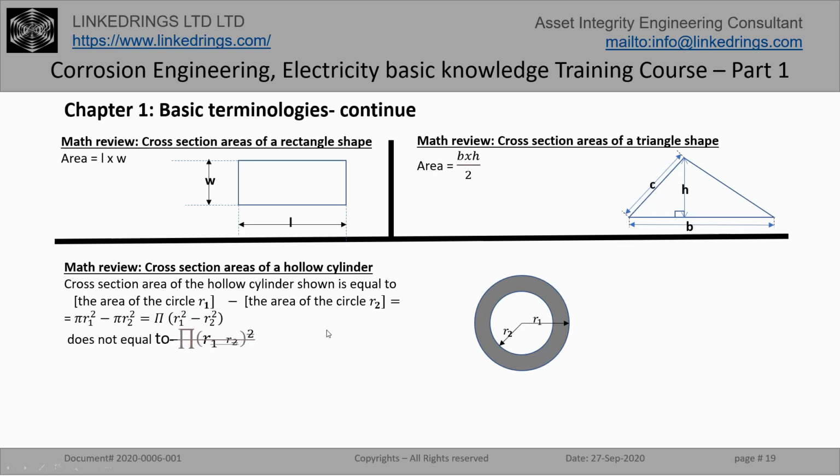A common mistake some people could make is to say it is pi multiplied by R1 minus R2. This is wrong, and in multiple-choice questions, they will include one of the answers like that. If you do it that way, you will choose the wrong answer. So it is different. This is the value for the cross-sectional area.